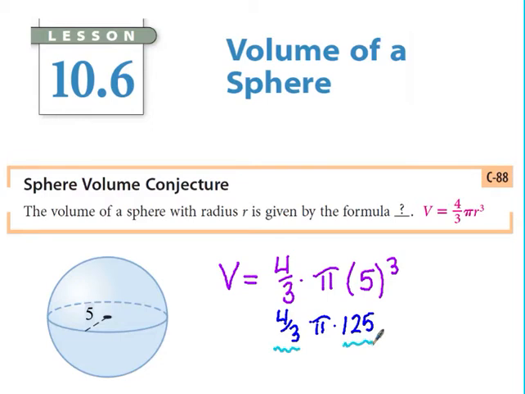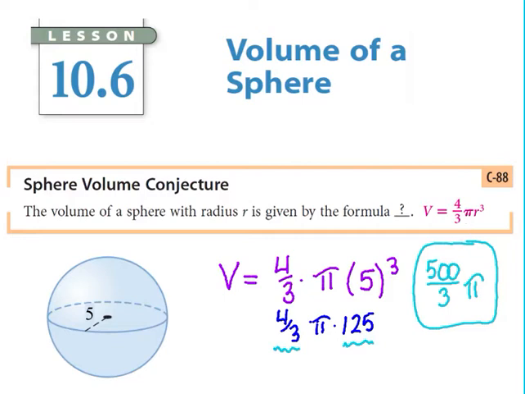Which in this case would actually be what? What's 4 times 125? 500 over 3 pi, and my label would be whatever the units is cubed. So that would be if you were in terms of pi. If you wanted to use the pi button and give a more exact answer, you would just take that times pi.